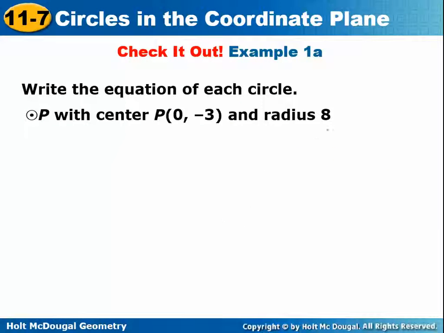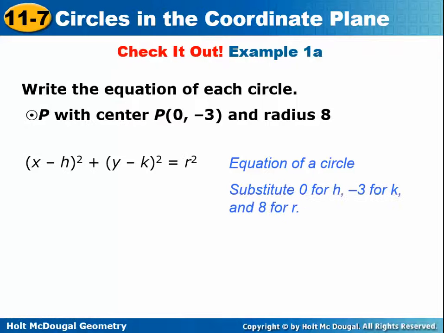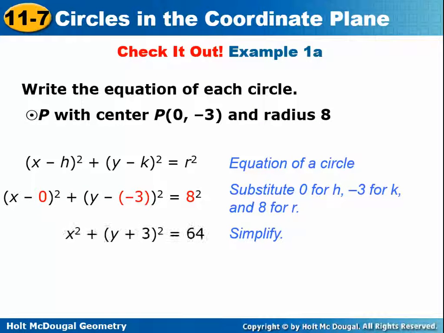This one, they give you the radius, so that's the easier type of problem. All you do is substitute in 0 for h, and k is negative 3, and simplify. Don't leave that y minus a negative 3. Change that to y plus 3. Also, there's no sense in leaving x minus 0. That's just going to be x squared. So now we have x squared plus y plus 3 squared equals r squared, which is 64.